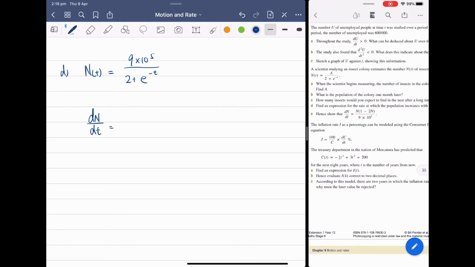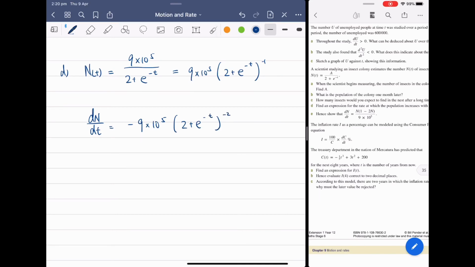So how do we differentiate this? That looks pretty hard. It's a fraction. So we're going to use the quotient rule to differentiate that if you want to. Otherwise, you can use the product rule by changing the denominator to a negative power. Or the chain rule. I'll use the chain rule. So how about we change this one into 9 times 10 to the power of 5 times the bracket 2 plus e to the power of negative t, to the power of negative 1. So when we differentiate that, it becomes a bit easier to do.